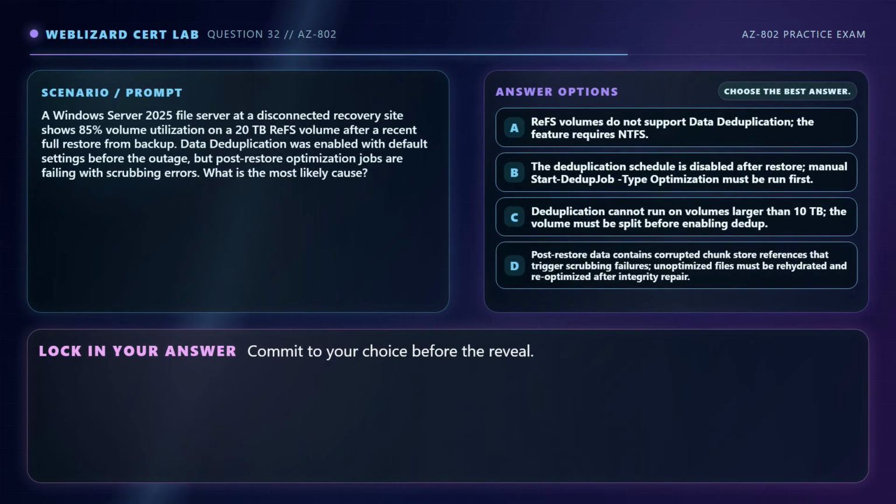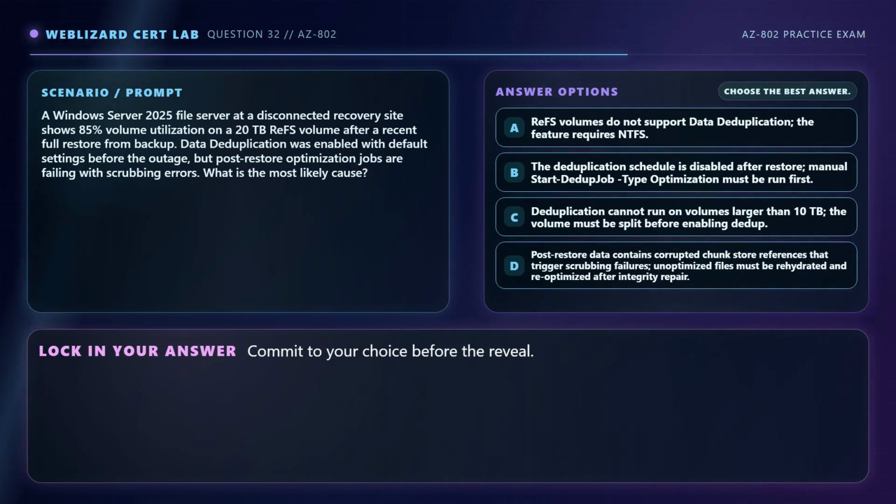Question 32 of 45. A Windows Server 2025 file server at a disconnected recovery site shows 85% volume utilization on a 20 terabyte ReFS volume after a recent full restore from backup. Data deduplication was enabled with default settings before the outage, but post-restore optimization jobs are failing with scrubbing errors. What is the most likely cause?